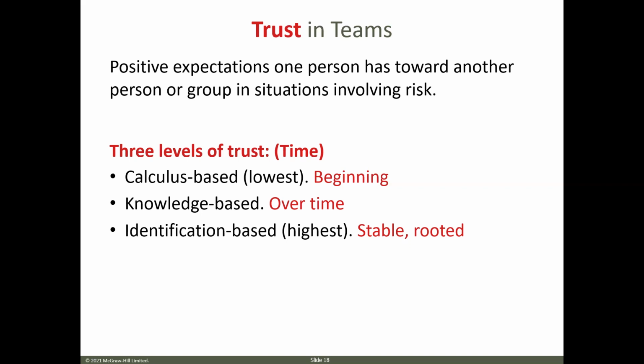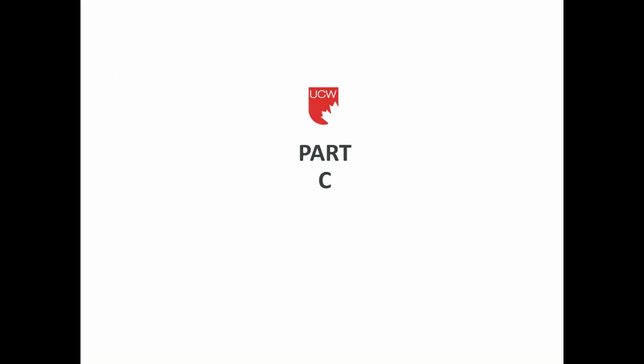However, when we talk about identification, it's the highest form of trust. When you're working for a long time and you have had a lot of good records of trust, then it becomes identified or identification based. So it's the more stable one, it's more rooted. Now, for calculus-based trust in business, there's a term called CBT. That is also another important point to keep in mind.